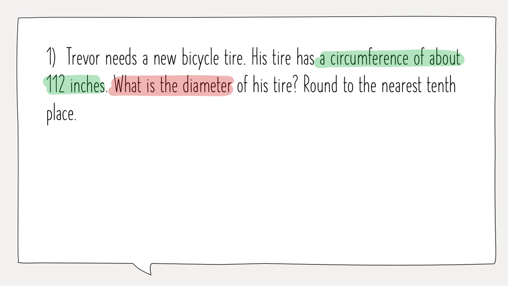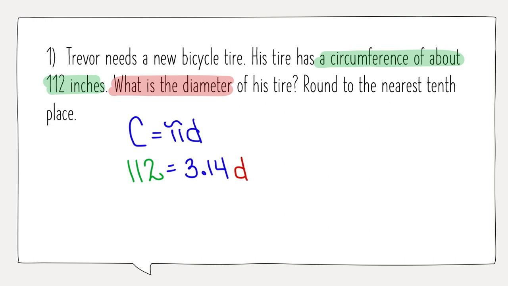What's our circumference formula? C equals pi times D. In which place will we put the 112? Where the C is, because it's the circumference. What other part can we replace? The pi with 3.14. And we're asked for the diameter, so that variable stays put.